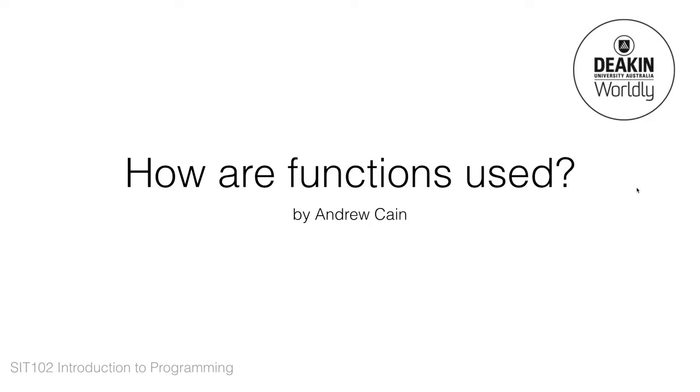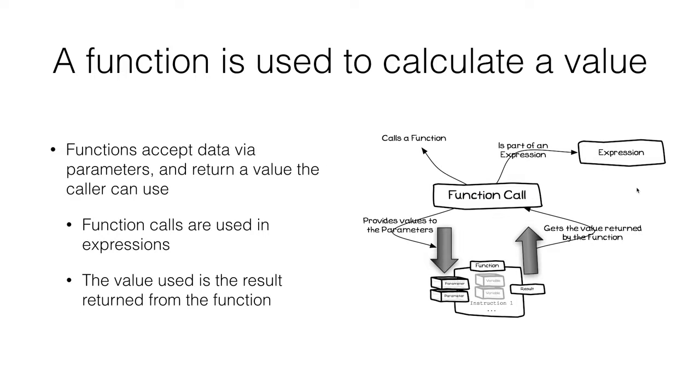The topic this week is artifacts that help us work with data. We've looked at variables to store values that we can change over time, constants to store values that don't change. We're going to have a look now at functions and how we can use functions to calculate a value. A function is just like a procedure, but the difference is a function is used to calculate a value or to work out some value in some way.